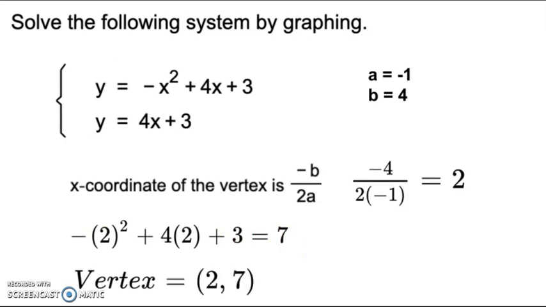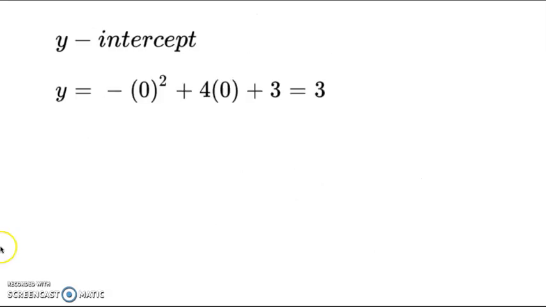So now let's find the y-intercept. In the y-intercept, the x-coordinate is 0, so substituting 0 in for x, we get y is 3, so the y-intercept is 0, 3. Now we can graph the first equation.